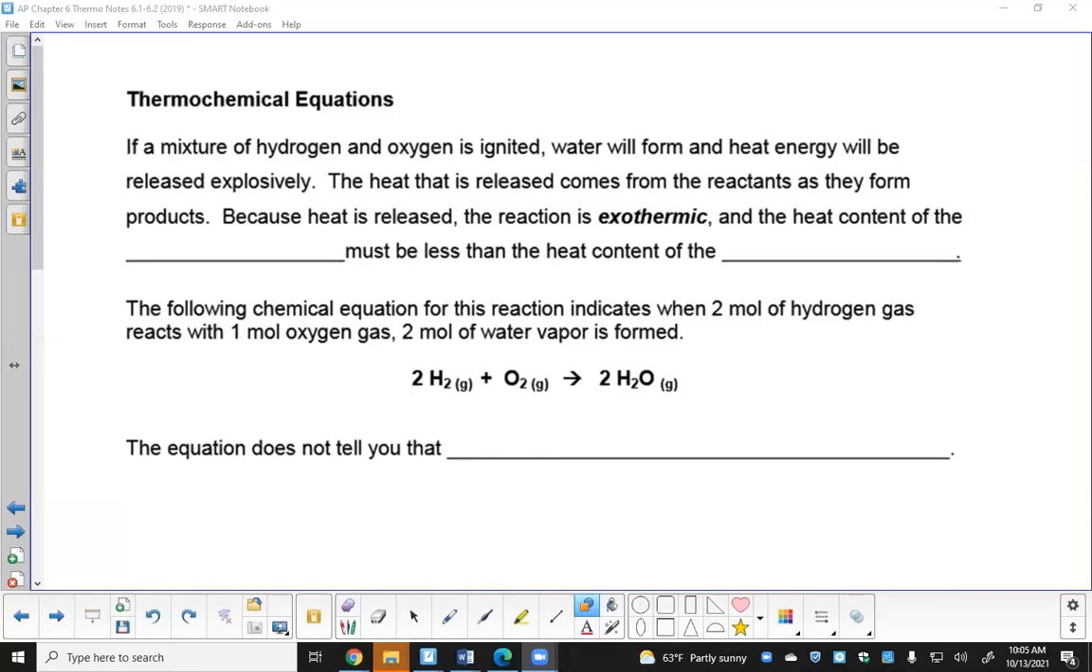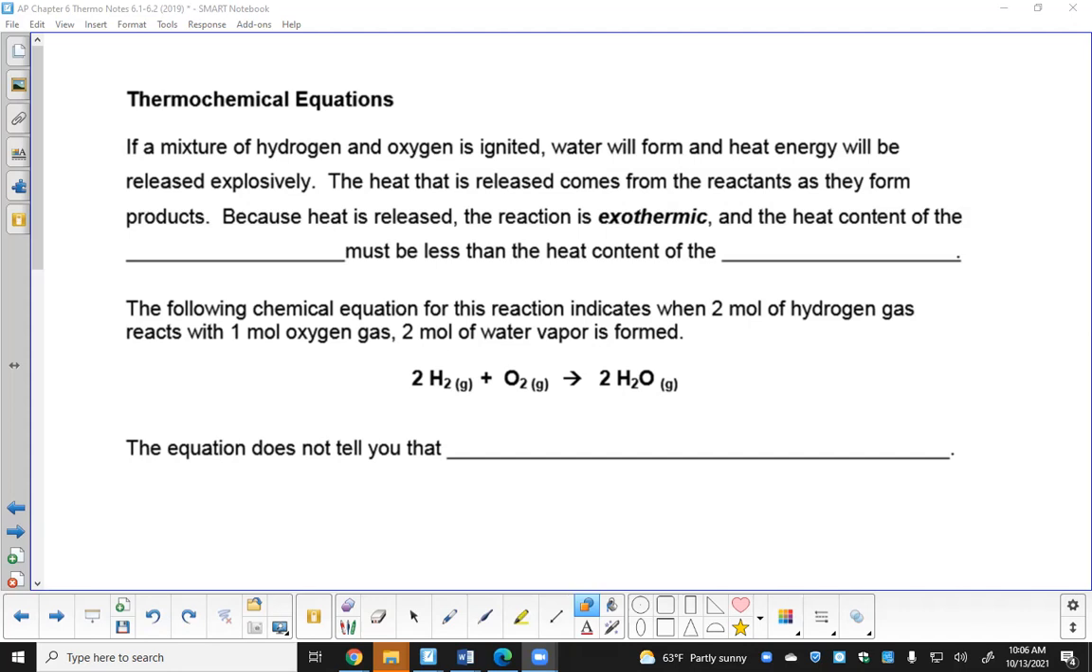So yesterday we got a little bit more familiar with the concept of enthalpy, the change in heat content in a chemical reaction. And now we're gonna look at how enthalpy fits into balanced chemical equations to make what we would call thermochemical equations. And this is where your delta H value really shows up and gets used a lot. So this is toward the end of your 6.2 notes.